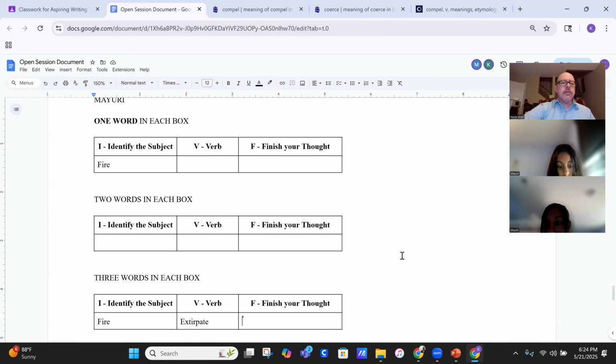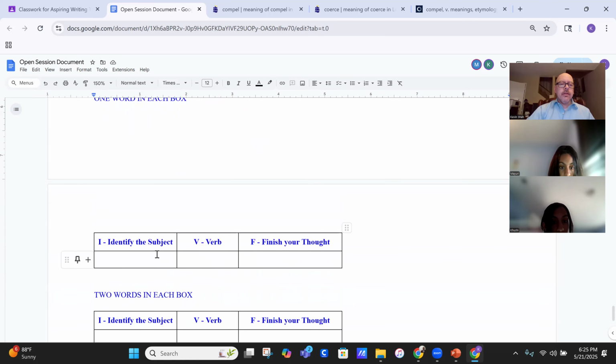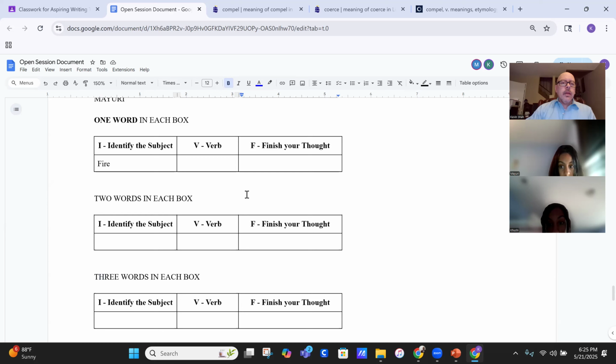Hey, Kushi, you're in the wrong section. Oh. Yeah, go right here where it's purple. Right here. There you go. Okay, and Mayuri, you're gonna select your verb next. And do me a favor, try not to look on the internet or anywhere else, and think of your verbs. Fire burns, fire destroys, fire, whatever word you want to use.